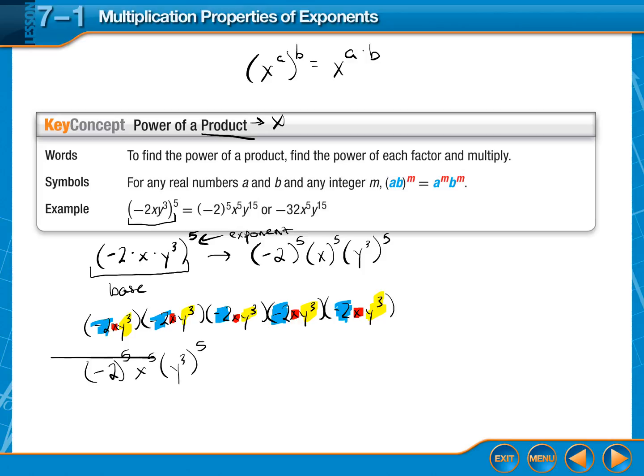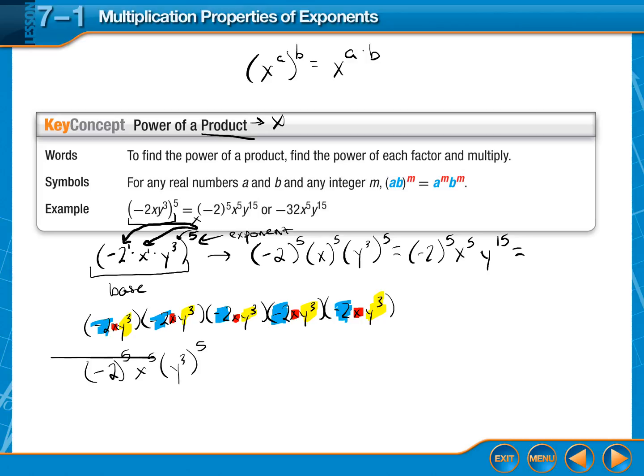If I wanted to simplify this, negative 2 to the 5th, x to the 5th, and then with y, I'm doing y to the 3rd 5 times, so that's a total of y to the 15th. So what happened here? All we had to do was take this exponent that's on the outside here, multiply it times the exponent on each part of the product. Okay, so we're multiplying 5, negative 2 to the first power, so 1 times 5 is 5. X to the first power, 1 times 5 is 5. Y to the third to the fifth power, 3 times 5 makes 15. So negative 2 to the fifth, x to the fifth, y to the 15th.